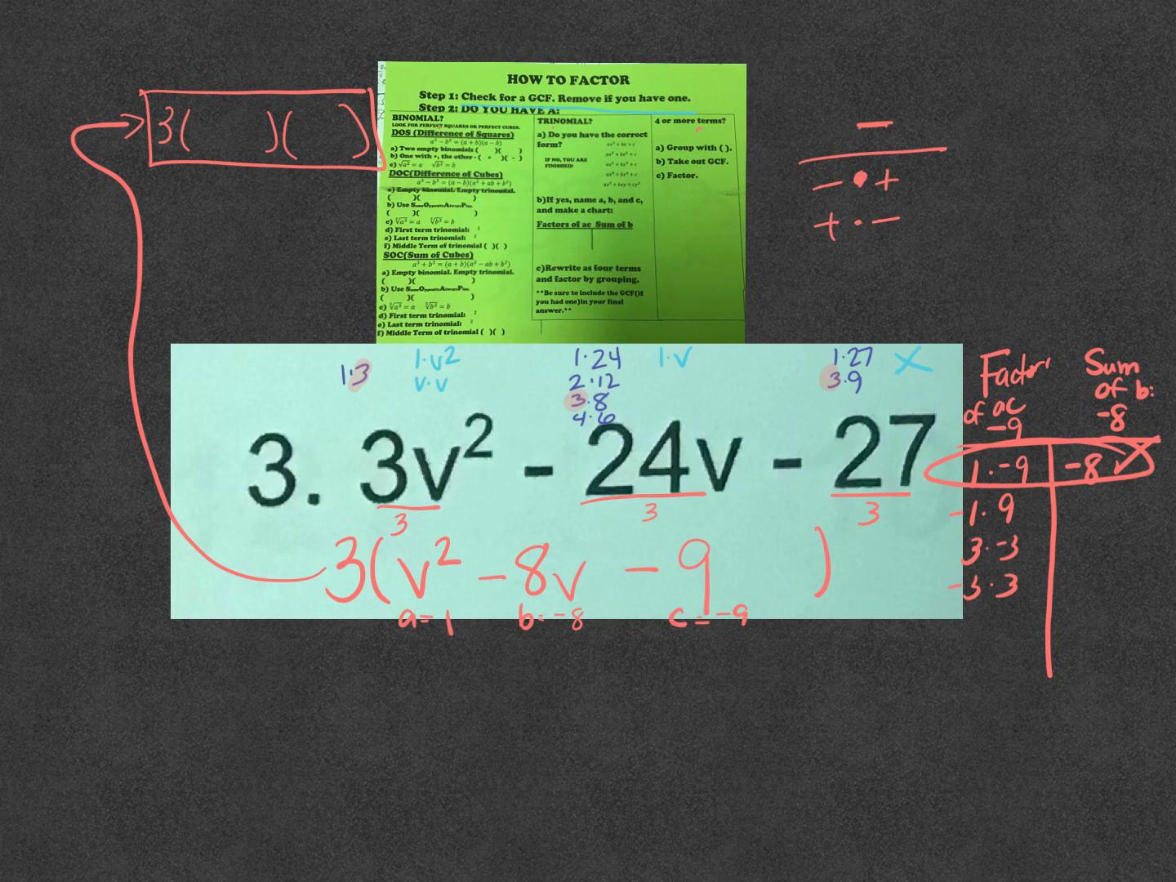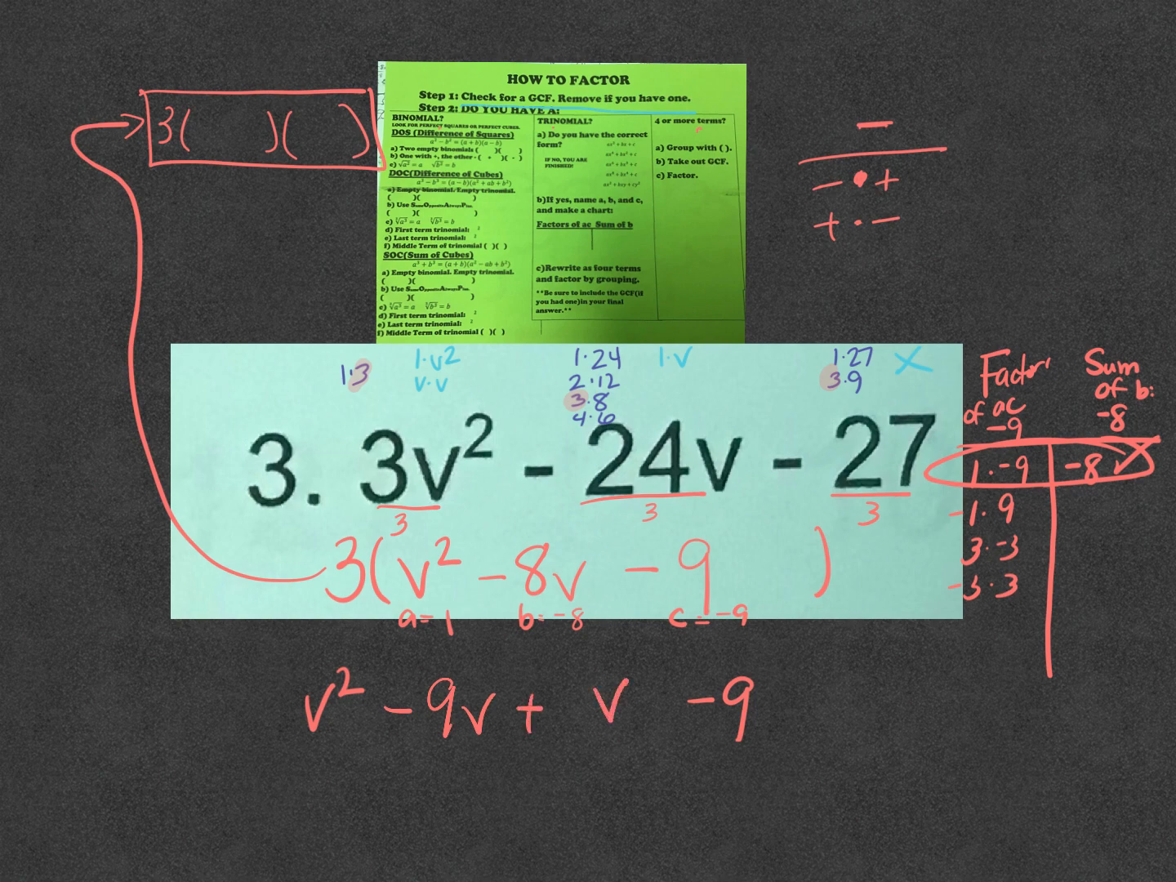Okay, now I'm going to continue with my directions. It says rewrite as 4 terms and factor by grouping. So we're going to rewrite as 4 terms. The first term, remember, v squared stays the same. Negative 9 stays the same. What we're doing is we're replacing negative 8v with positive 1v and negative 9v. So let's do that. I'm actually going to swap those around. I'm going to think smart. I'm going to put negative 9v and positive 1v.